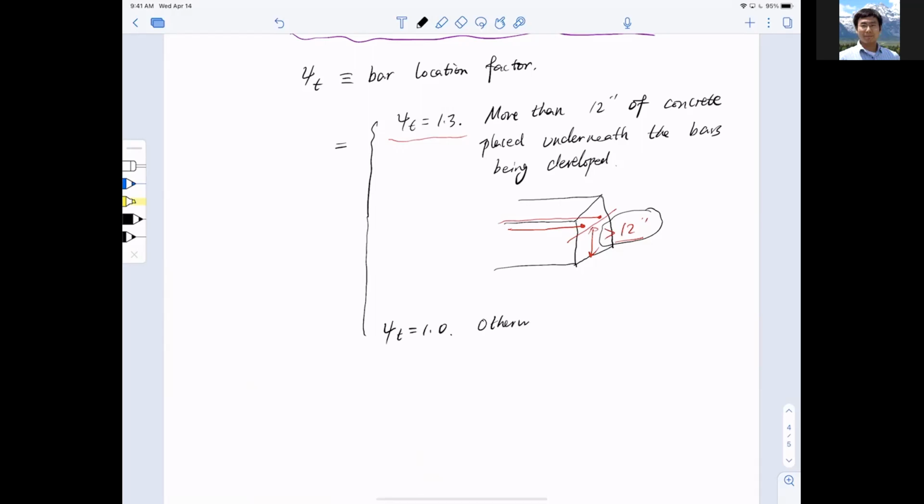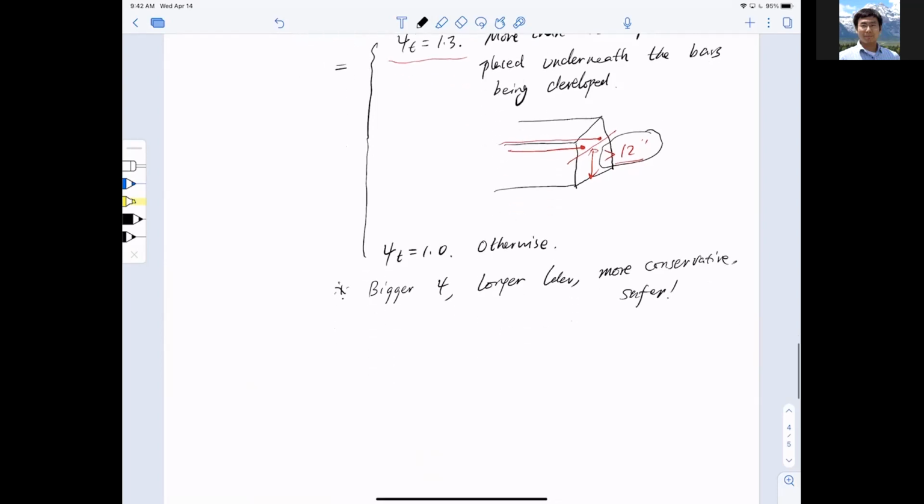Otherwise it's 1.0. And just in case you forgot what we're doing, the bigger psi is, the longer the development length is, and the more conservative and safer it is. All right, so that is the bar location factor.